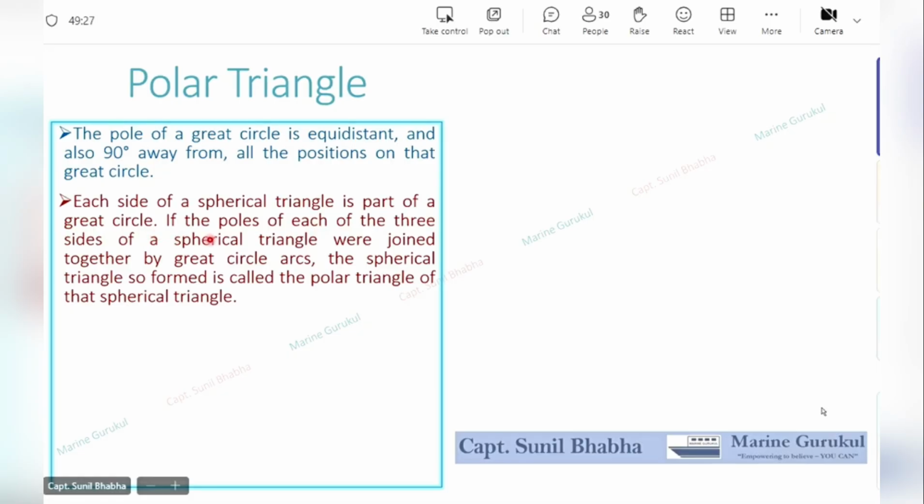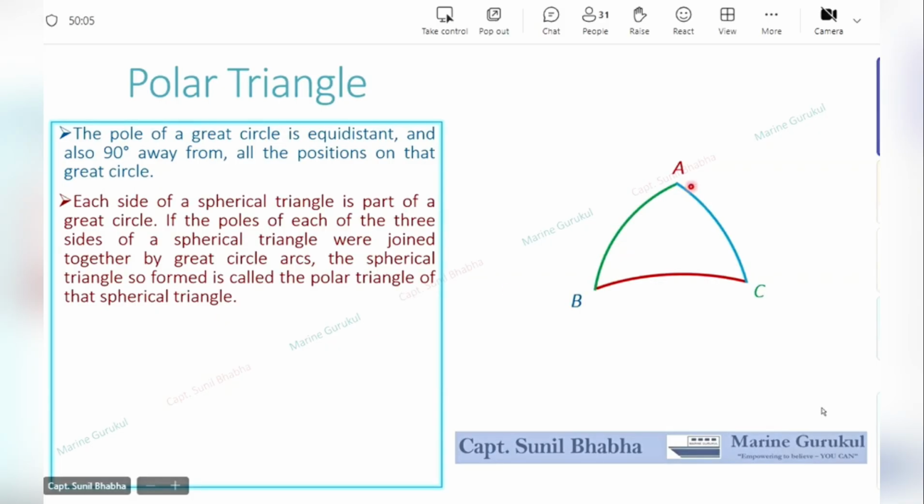Now, if we draw the poles of each of the three sides of a spherical triangle and we join those three poles together with each other by great circle arcs, a new spherical triangle will be formed. This new spherical triangle, which is formed by joining the poles of the great circles of a spherical triangle, is known as the polar triangle of that spherical triangle.